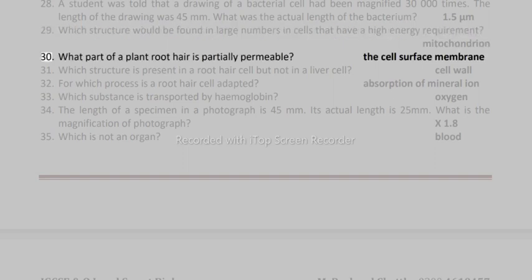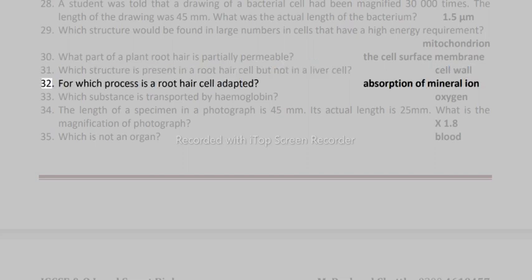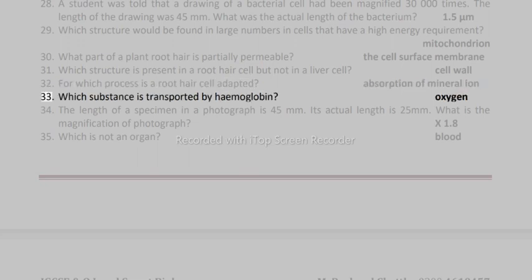Mitochondrion. 30. What part of a plant root hair is partially permeable? The cell surface membrane. 31. Which structure is present in a root hair cell but not in a liver cell? Cell wall. 32. For which process is a root hair cell adapted? Absorption of mineral ions. 33. Which substance is transported by hemoglobin?